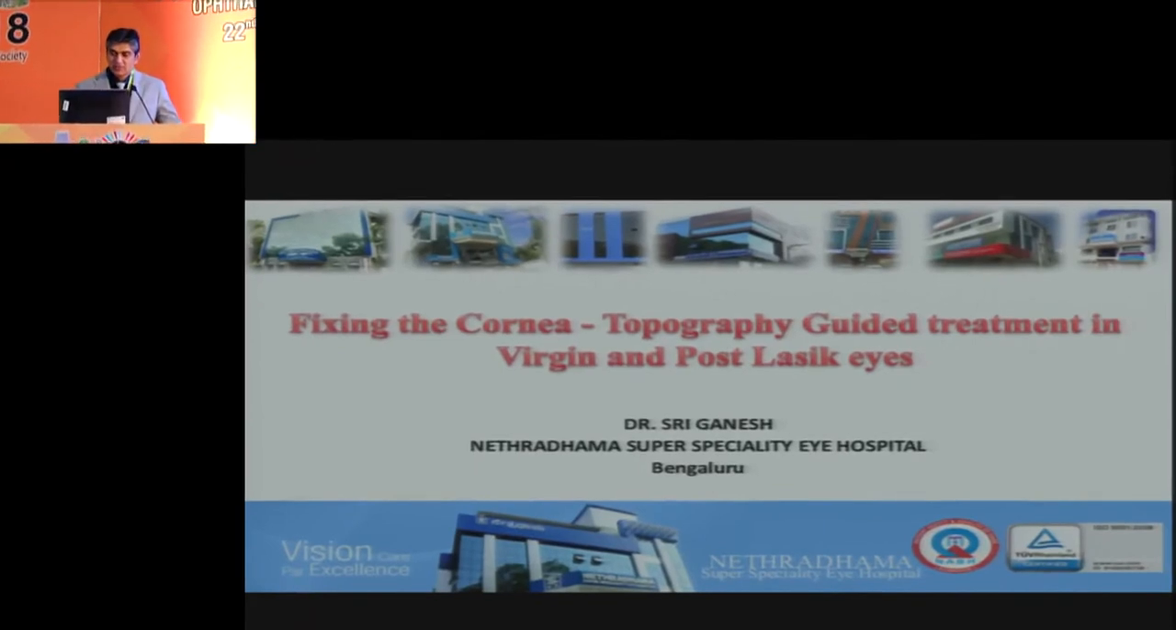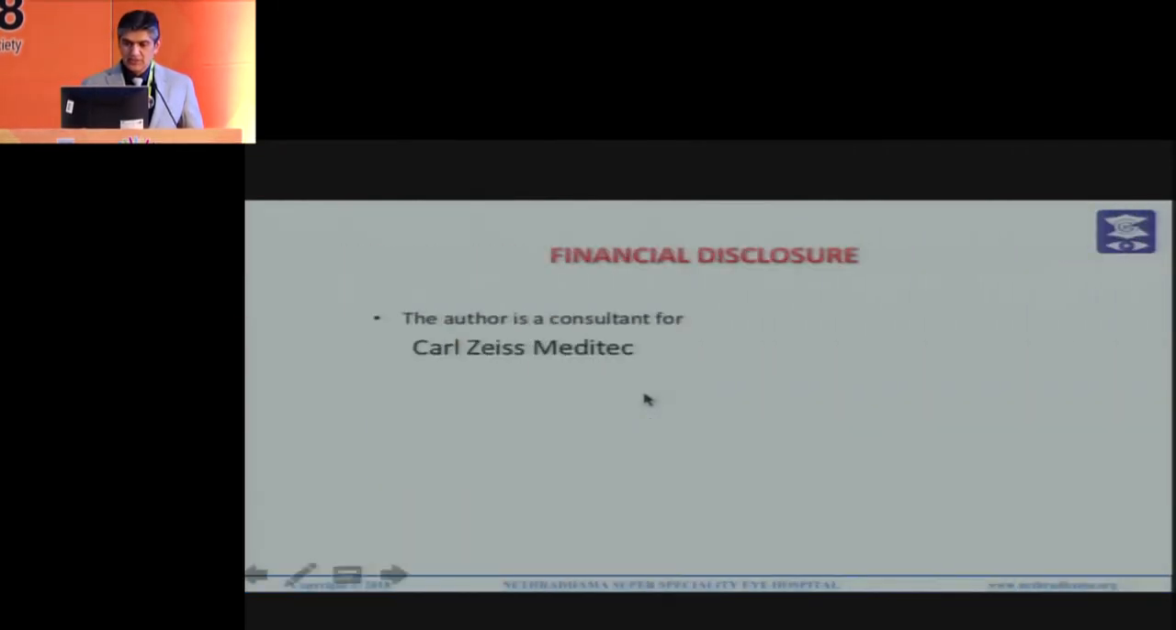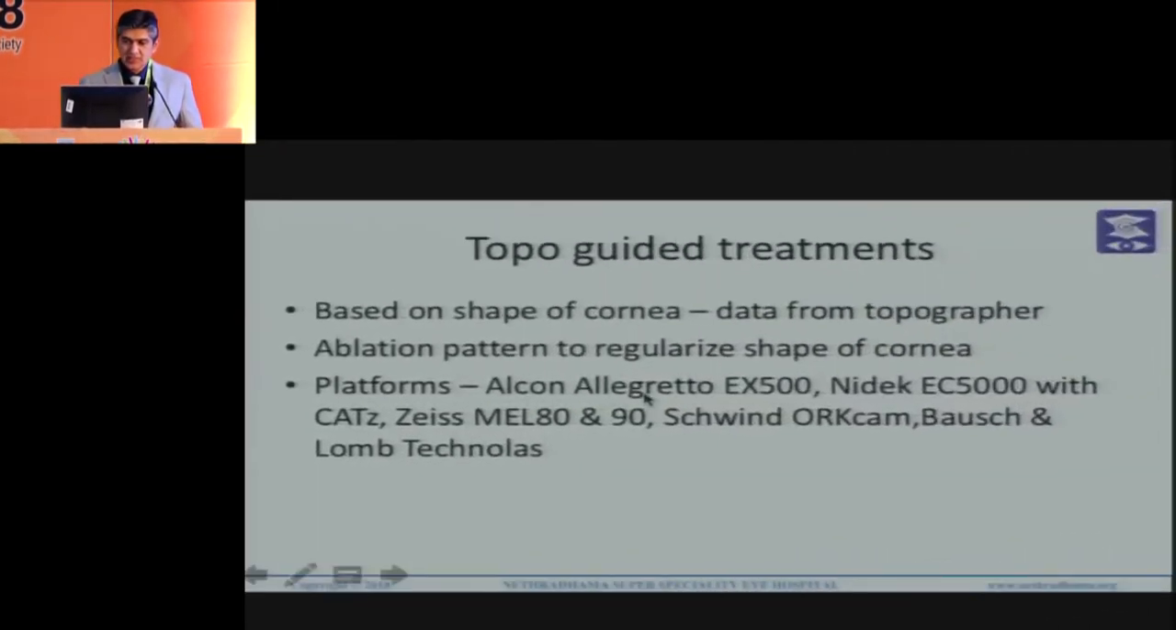So we'll look at how topography guided treatments can fix abnormal eyes post Lasik, or it can be used even for treating normal virgin corneas. Dr. Chitra has already covered its use in keratoconus. I am a consultant for Carl Zeiss Meditec.